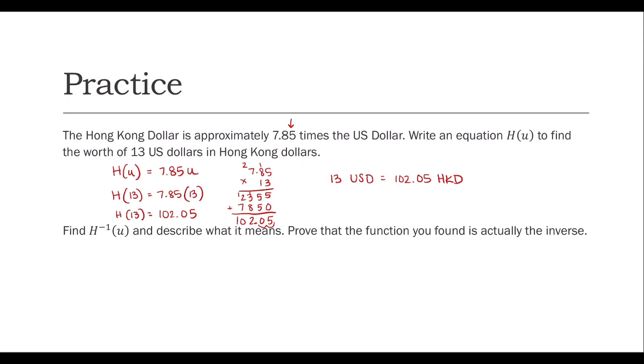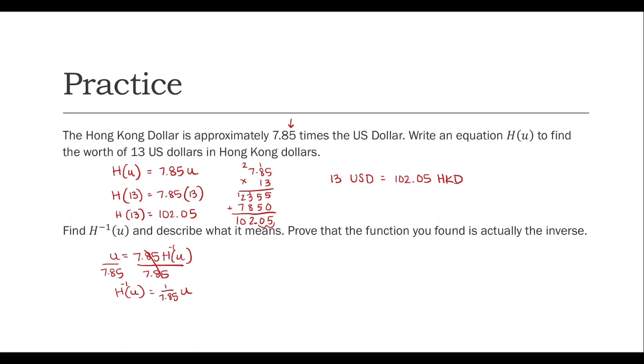So now we need to find H inverse of U and describe what it means, and then prove that the function we found is actually the inverse. So to find our inverse, we'll swap our variables. So we have U equals 7.85 H of U. So we'll divide both sides by 7.85. So we get H inverse of U equals 1 over 7.85 U.